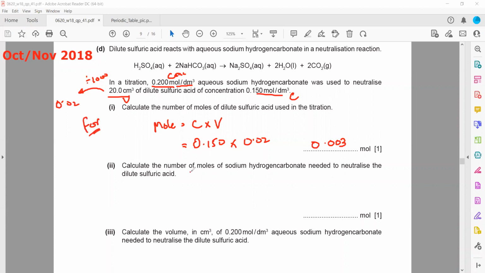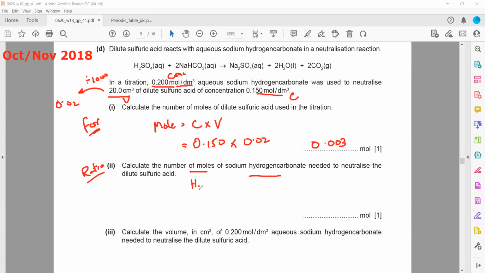The next part: calculate the number of moles of sodium hydrogen carbonate. We need the moles of sodium hydrogen carbonate. We only have the concentration, so we cannot use a formula. So if we cannot use a formula, what will we use to calculate the moles of sodium hydrogen carbonate? If we are not able to use a formula, then the second option is a ratio. And we always take a ratio between the quantity which we have and the quantity which we want to find.